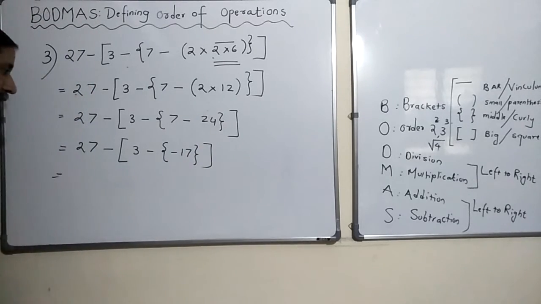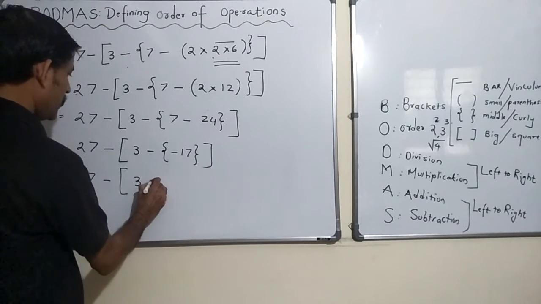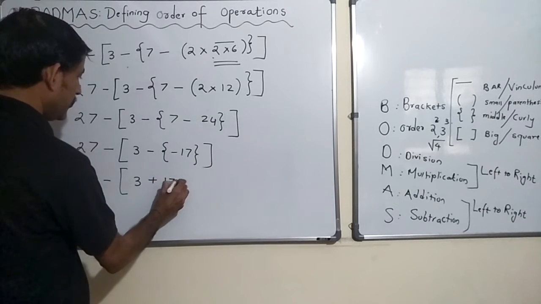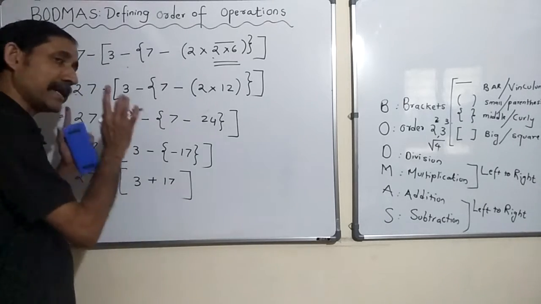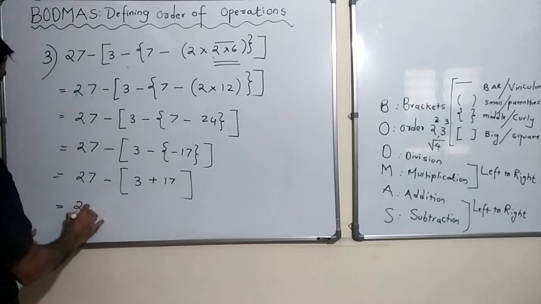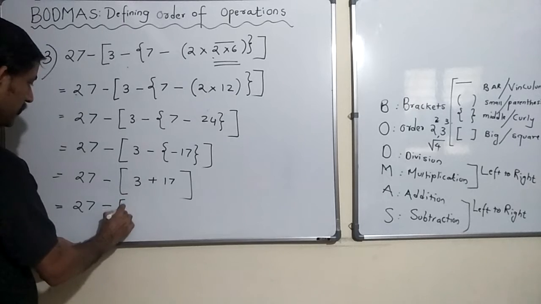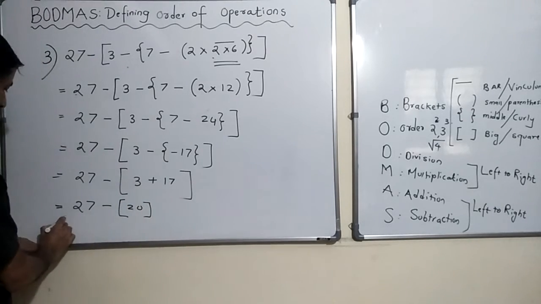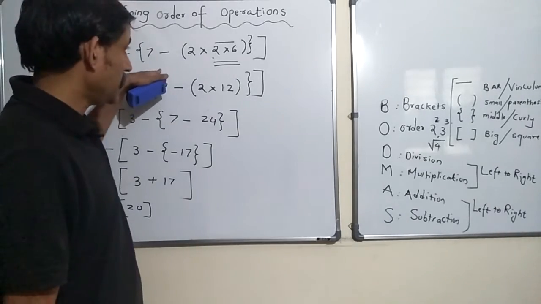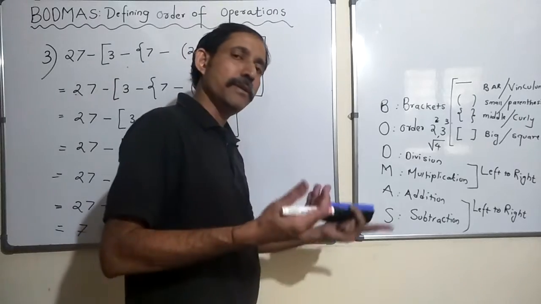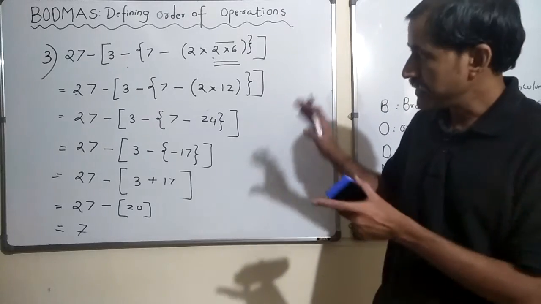Is that right? Okay. So this becomes minus minus, plus 17. Is that right? Correct. Now there is only one bracket which is left. So let's solve this. Inside this bracket there is only addition, so we'll solve the addition. Okay, 20, and eventually it is just 7. So 7 is the answer. Now this may look scary to you initially, but you play by the rules, things will simplify on their own. Okay, good.